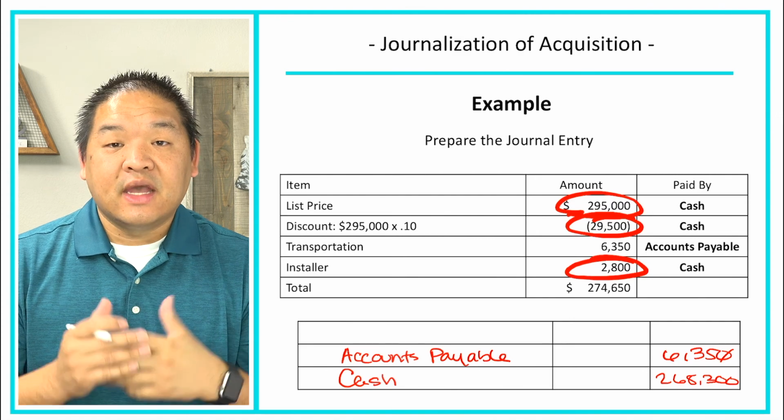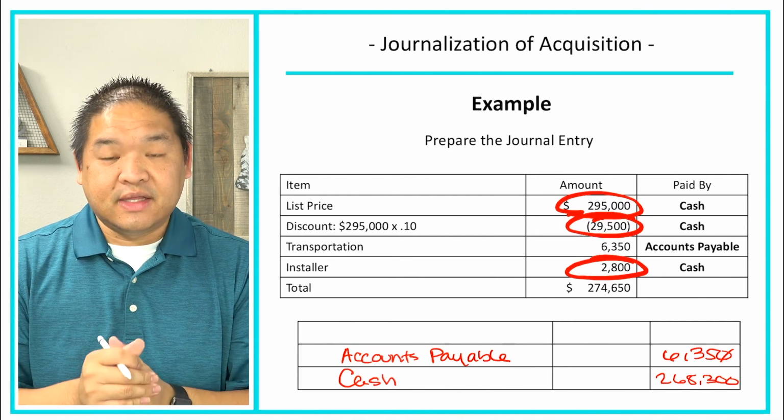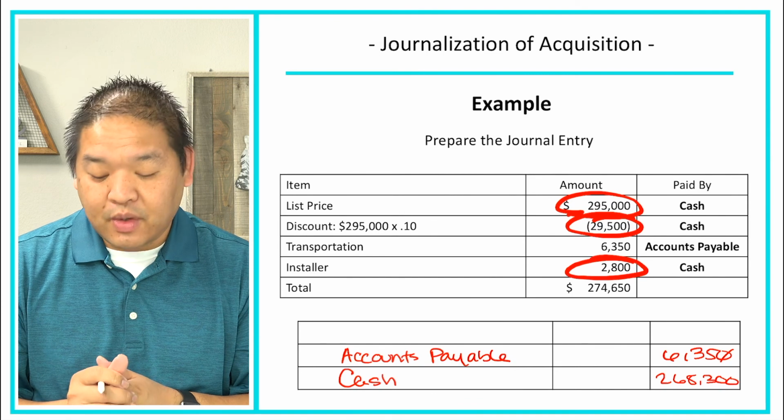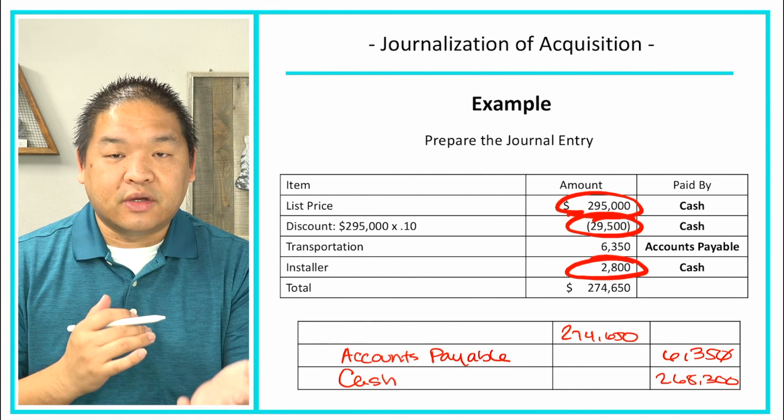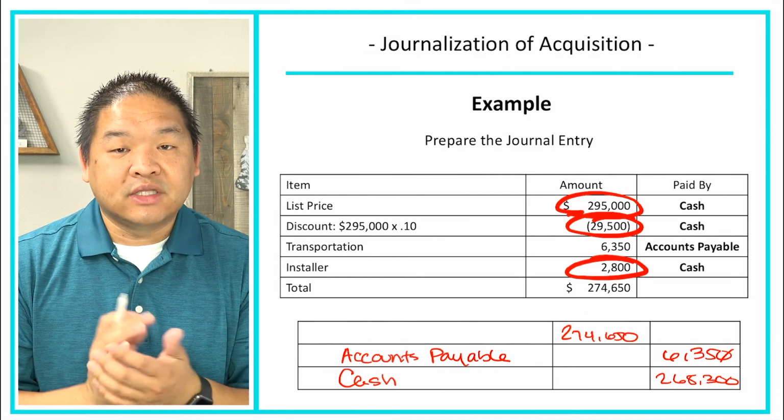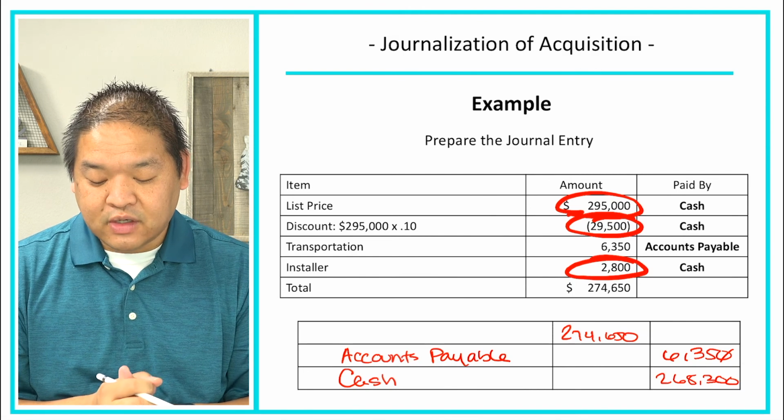Now that we have the payments out of our way, it's now time to figure out what that acquisition cost is and what do we do with it at the end of the day? How do we capitalize the cost of this equipment? So we know that our debit here is going to be $274,650 just because we can add up all of our credits, which should equal our debits. And we also know that we're capitalizing the cost. So our cost is $274,650.